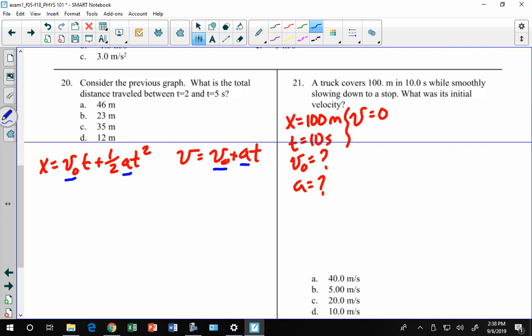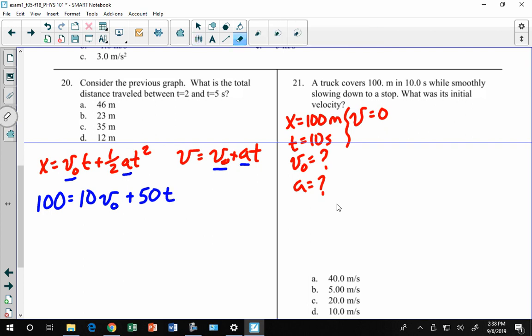Okay, so I know y'all like to put numbers in. That's okay. Let's do that. These are fairly simple, so I think it's okay. So I have 100 meters equals, t is 10, 10 v naught plus 1/2 of a times t squared. So that's going to be 50a, because t is equal to 10, half of 10 squared is 50. Go with me?